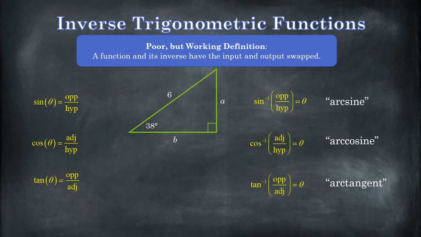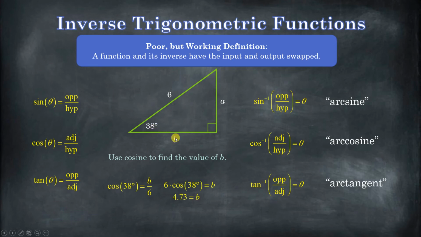So we had a triangle like this. It was a right triangle, hypotenuse of 6. We don't know the legs. We don't know the distance of A or B, but we're going to use cosine to find the value of B. So cosine of 38 degrees is going to be B divided by 6. Adjacent is B. The hypotenuse is 6.